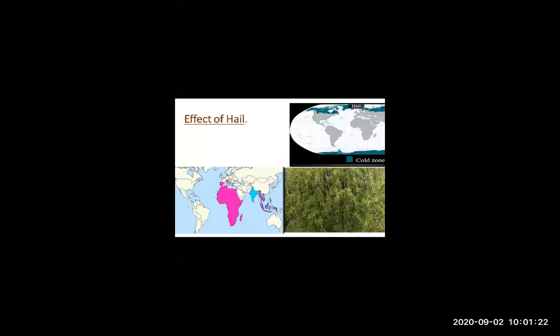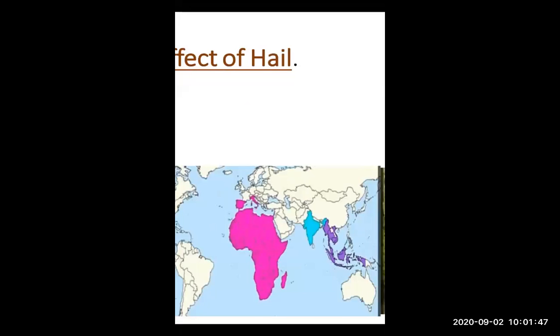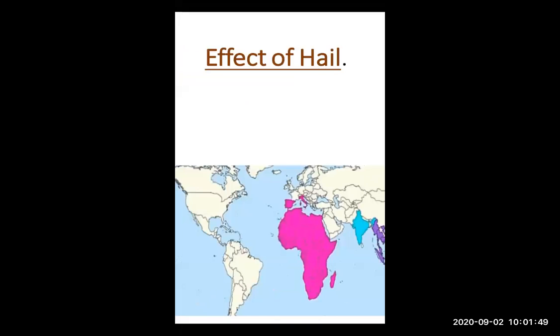Afterward, in a tropical zone, in the summer, like in India, Africa, or some parts of East Asia, hail occurs in the summer. And not only that, when we're talking about the equatorial area, just look over there. In the equatorial area, because of heat in the atmosphere, hail does not occur, okay?